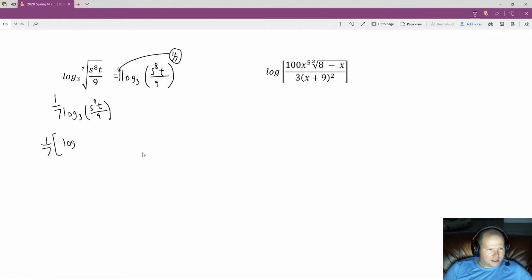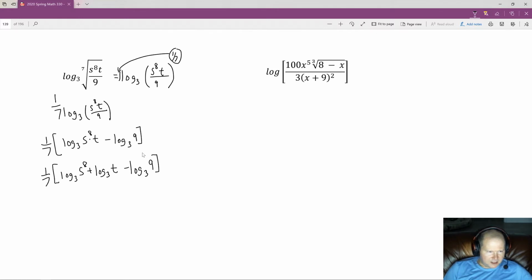So we end up with log base 3 of s to the 8th t minus log base 3 of 9. Okay, I'm going to try to simplify all this, and then I can distribute the 1/7 later on if I want to. So I'm just going to keep the 1/7. Now this right here has two different factors. Log base 3 of s to the 8th t has two factors being multiplied together, so I'm going to break it apart by adding two different logs with the same base. Log base 3 of s to the 8th plus log base 3 of t minus log base 3 of 9.